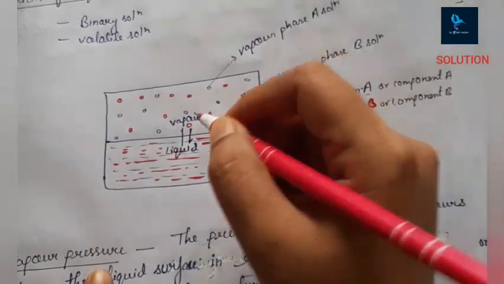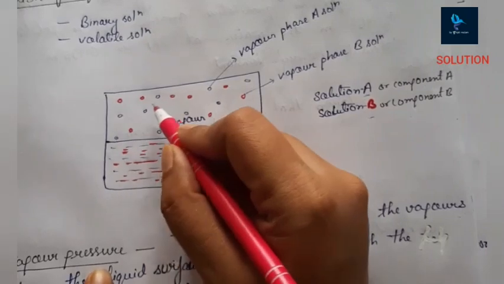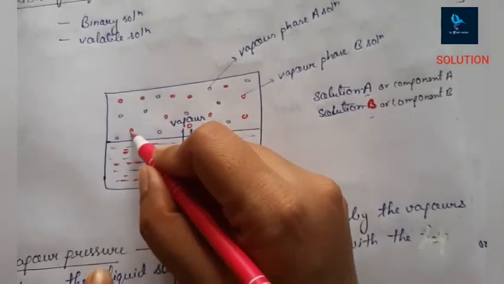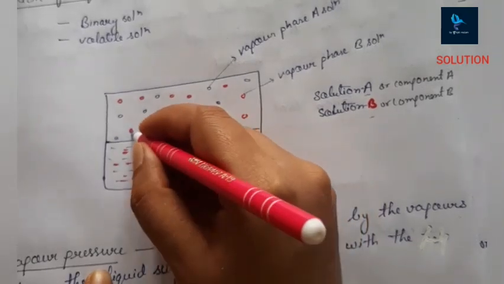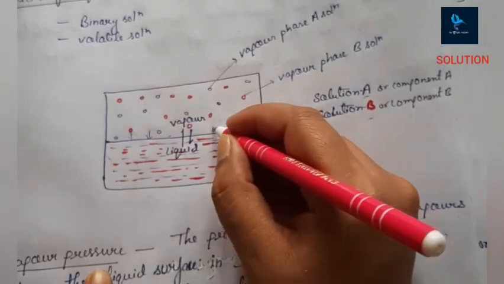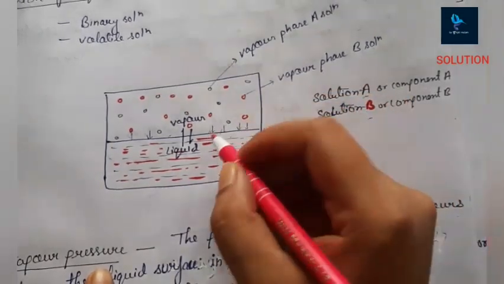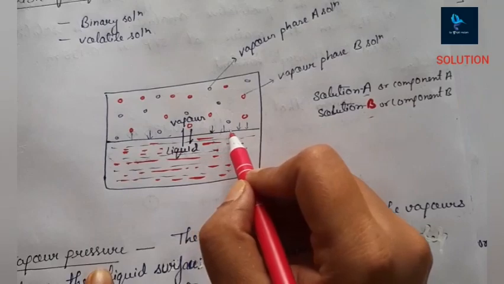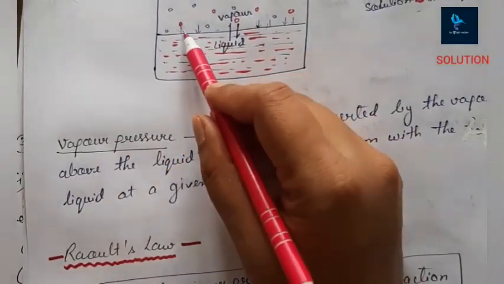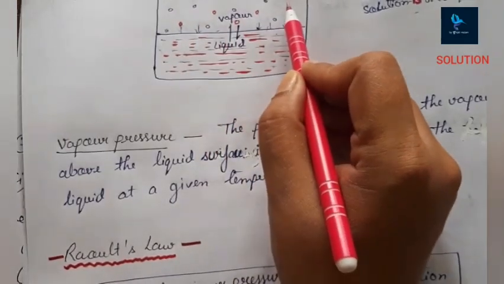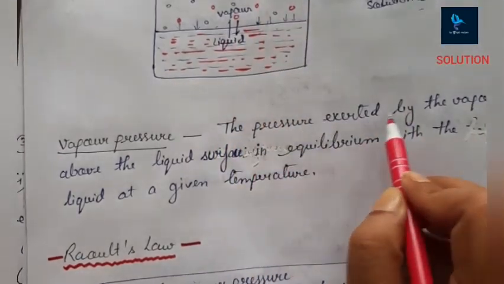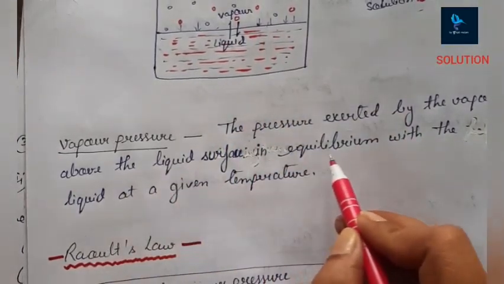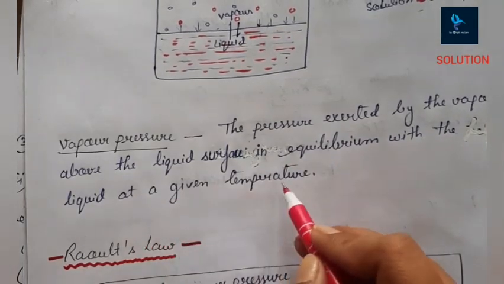After some time at a given temperature, these vapor molecules exert a pressure on the surface of the liquid, and this pressure is called vapor pressure. The pressure exerted by the vapor above the liquid surface, in equilibrium with the liquid at a given temperature, is called the vapor pressure.